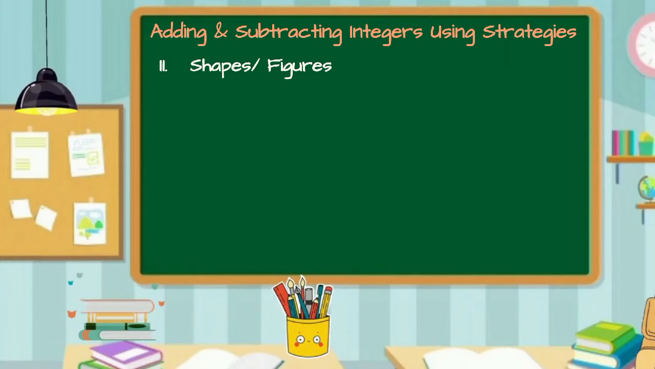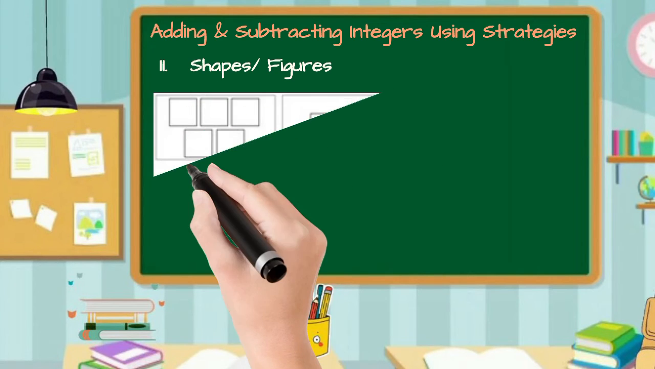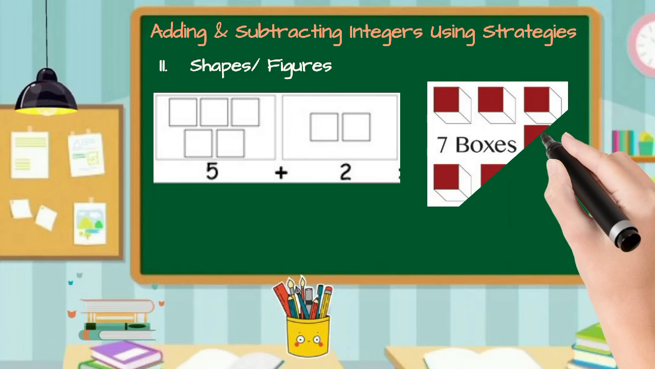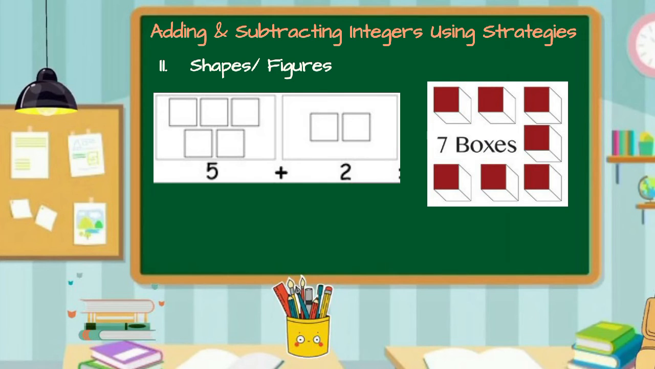Second strategy is the shapes or figures. We have here the boxes. 5 boxes plus 2 boxes are equal to 7 boxes.